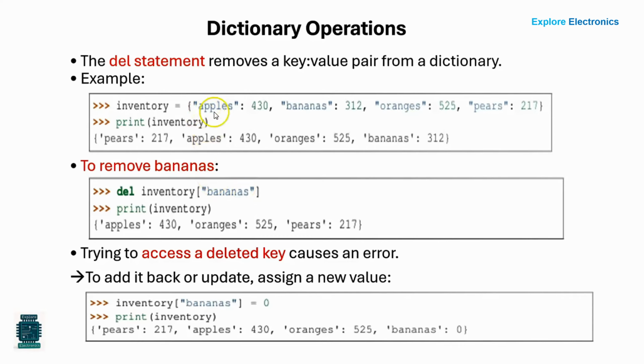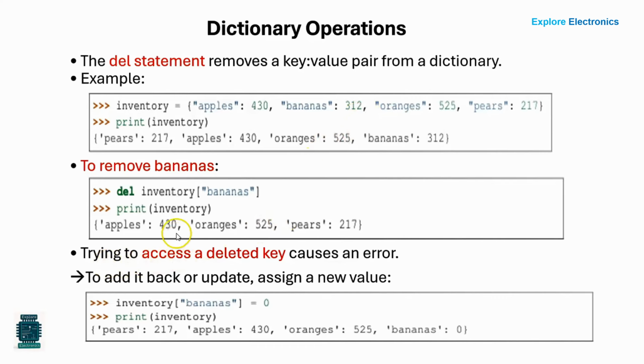To delete the bananas, I have taken bananas. If I want to delete apples, oranges, or pears, I have to give that particular key as input. After that, print inventory. It will delete the bananas and give the output: apples 430, oranges 525, pears 217. It will delete the key value bananas 312 and give the rest as it is. Very clear how to remove a particular key value pair.